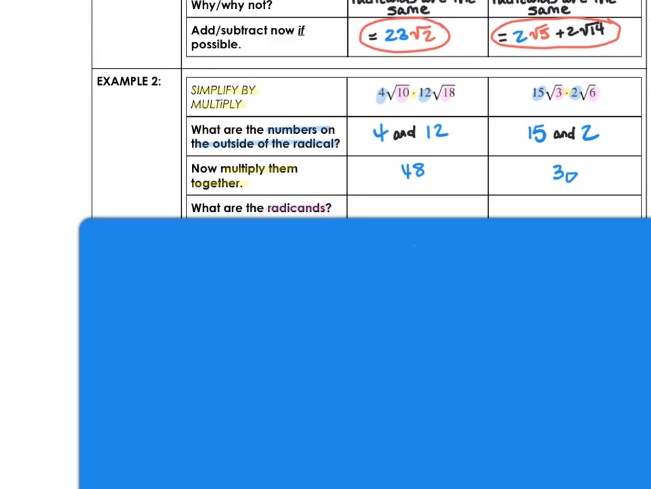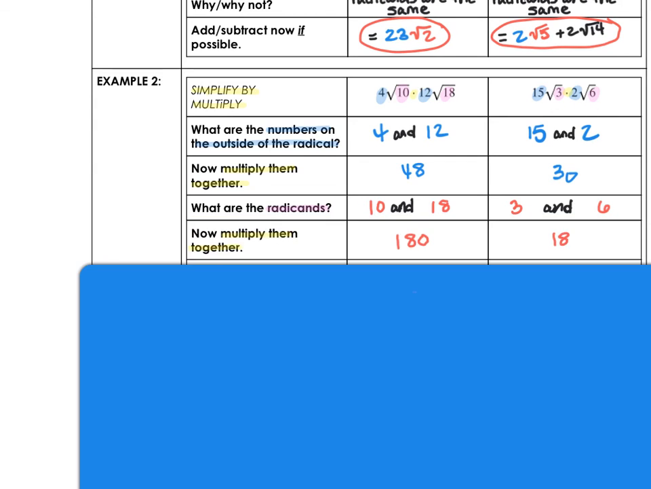Now let's identify the radicands. For the first example, we have our radicands 10 and 18 because they're the numbers that are underneath the square root. And for our second example, we have the radicands 3 and 6 because those are the numbers that are underneath the square root. So again, since our operation is multiplication, we're going to take those radicands and multiply them together. 10 times 18, you get 180. 3 times 6, you get 18.